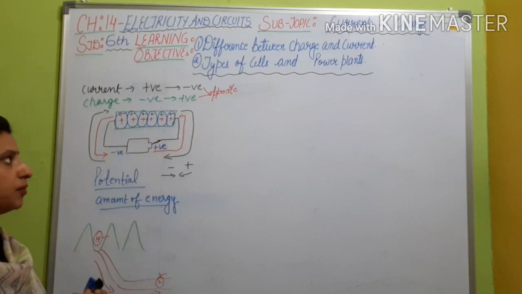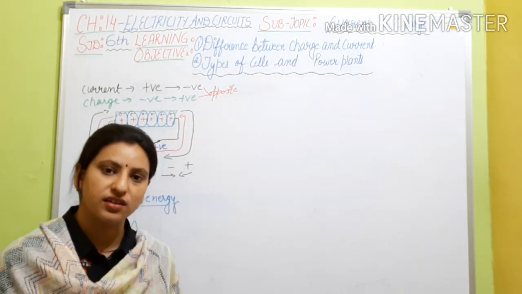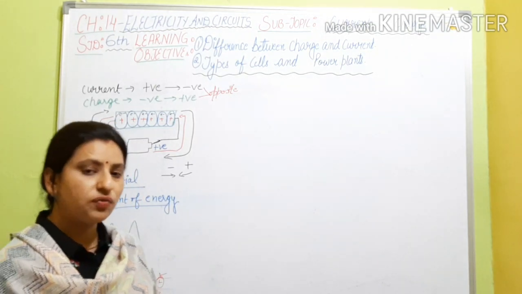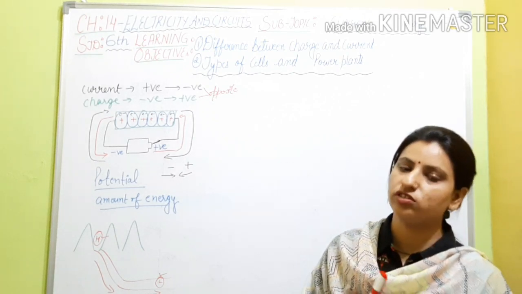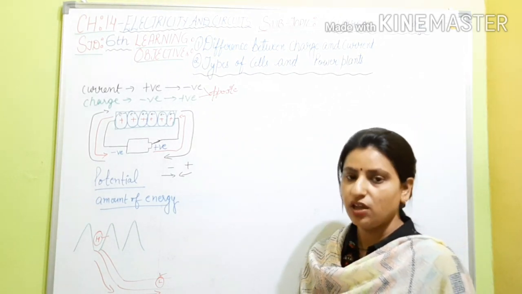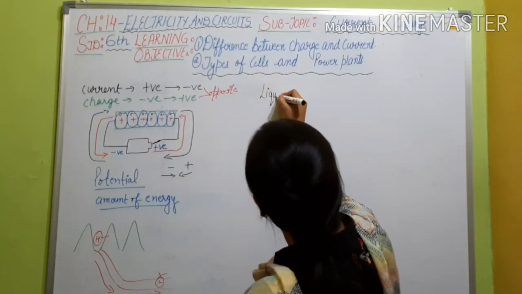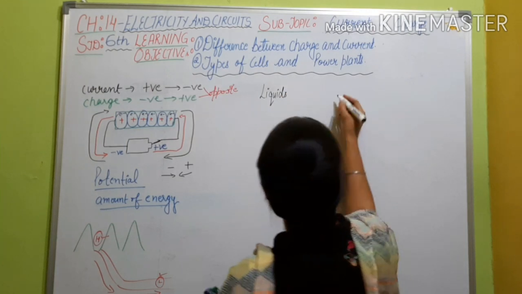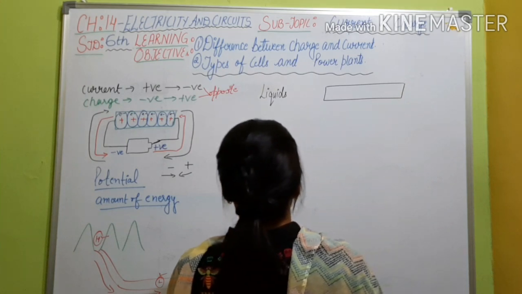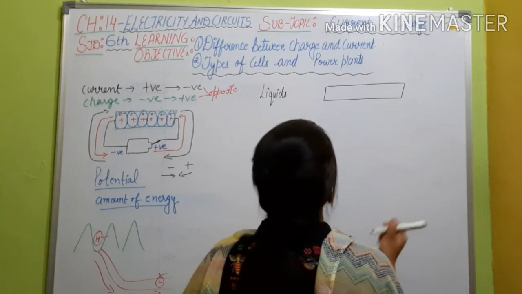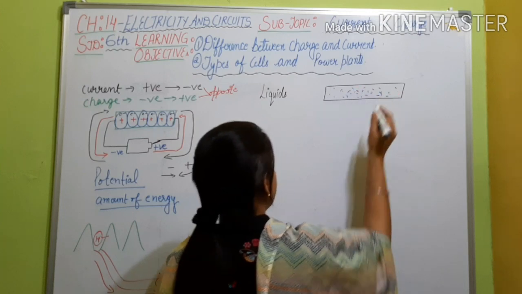Why is it so? Because in case of solids, the atoms are very tightly packed and only electrons are there which can move. But in case of liquids, there is a little bit of difference, because in liquids, both the positive ions and negative ions can move. So let's see in case of liquids now. In case of liquids, again I am taking the container and I am going to fill the salt solution, just a solution of common salt, that is NaCl.